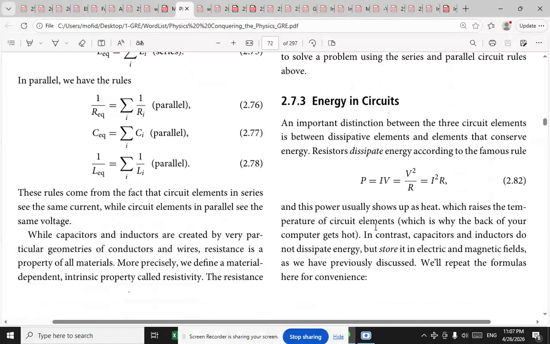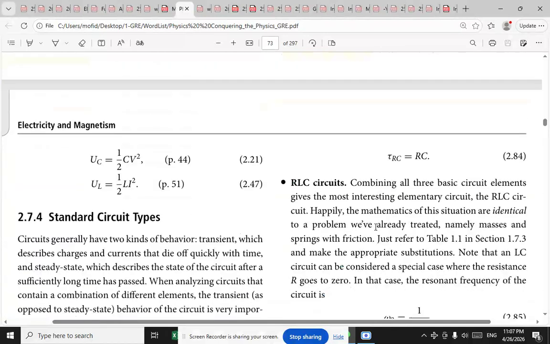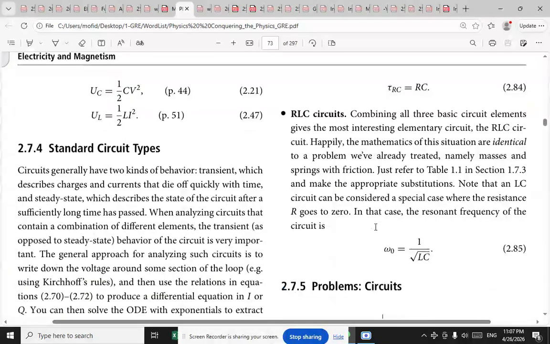And this power usually shows up as heat, which raises the temperature of circuit elements, which is why the back of your computer gets hot. In contrast, capacitors and inductors don't dissipate energy, but store it in electric and magnetic fields. As we have previously discussed, we will repeat the formulas here for convenience.